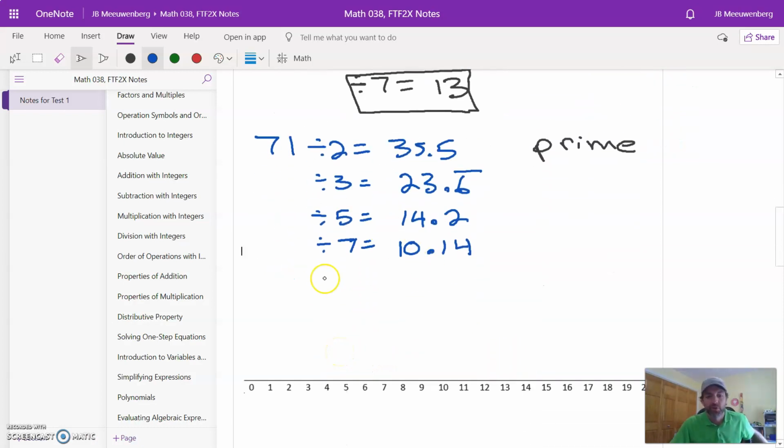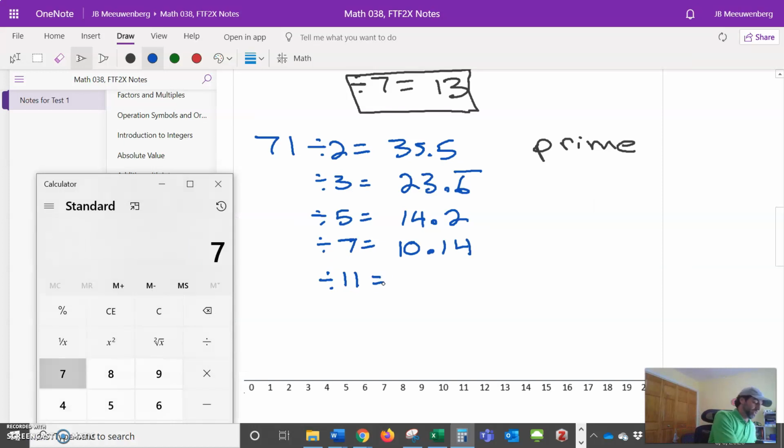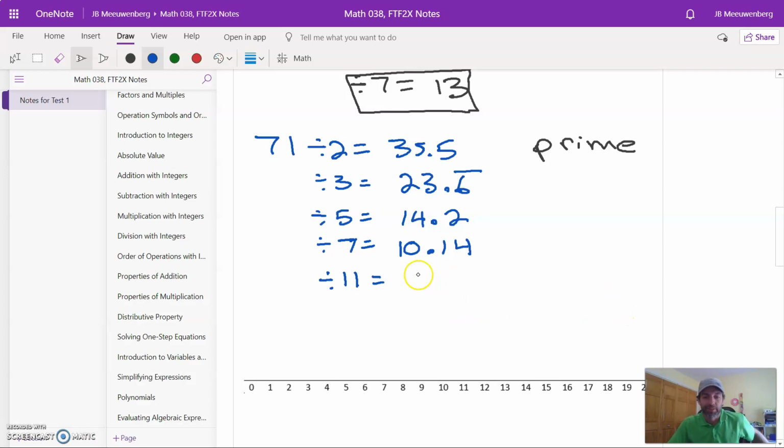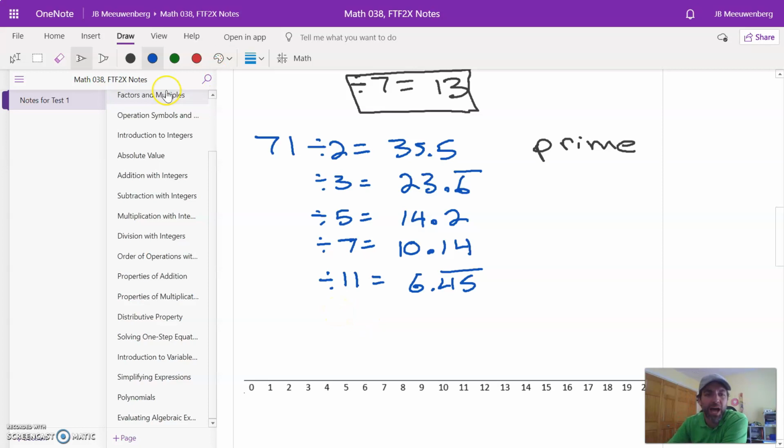Let's keep going. 71. What's the next prime number? Divided by 11. Is that the next prime number? 71 divided by 11, 6.45, and then 4.5 repeats. Right? Okay. So this is actually the spot you can stop. And you're thinking, well, how do I know that? How do I know when to stop when I'm doing this test? And here's how. Actually, pause and see if you can figure it out.